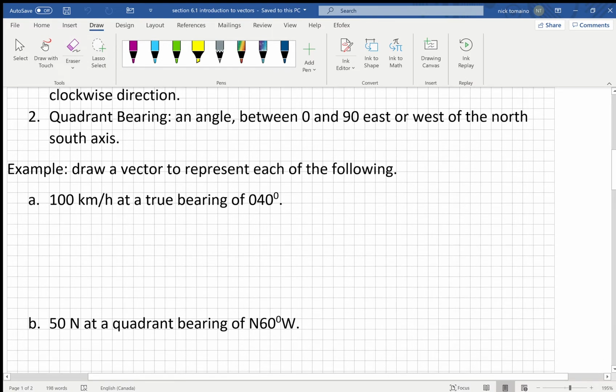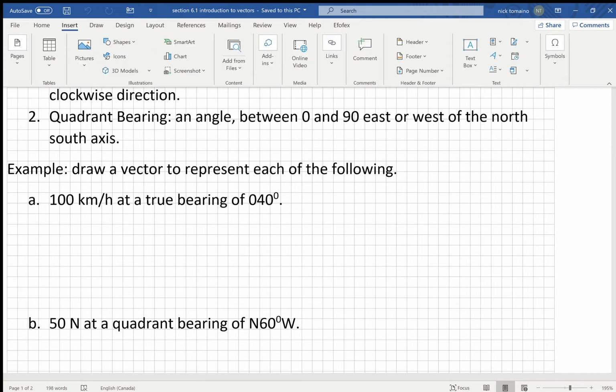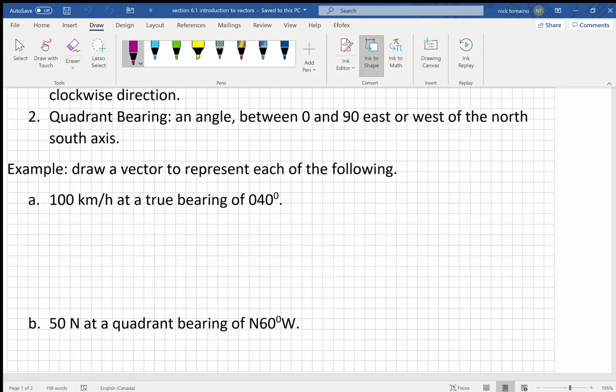So, example: draw a vector to represent each of the following. 100 kilometers an hour at a true bearing of 40 degrees. So, no problem. I will draw our plane first. And then 40 degrees. So we are going to be something like this. And 40 degrees is right there. Okay, so it's 40 degrees from north, and this is 100 kilometers per hour.